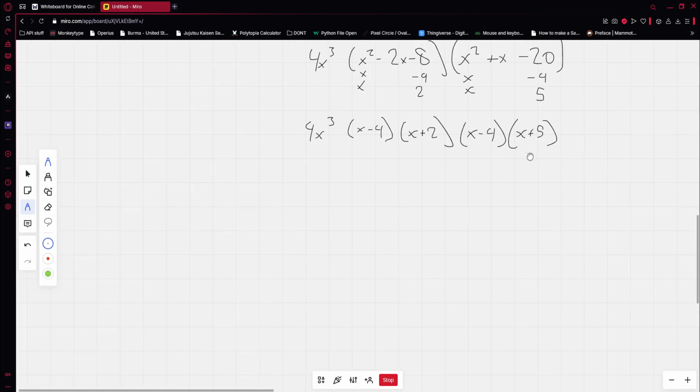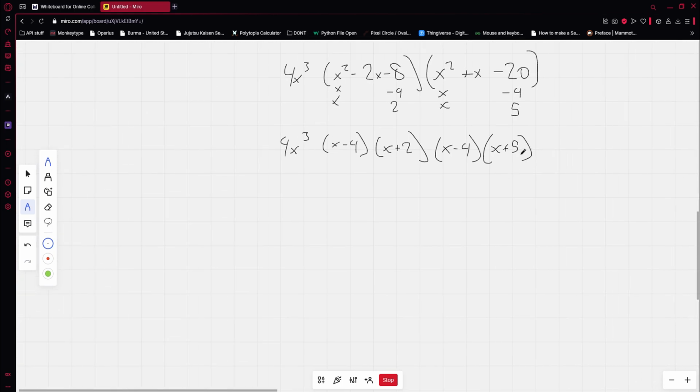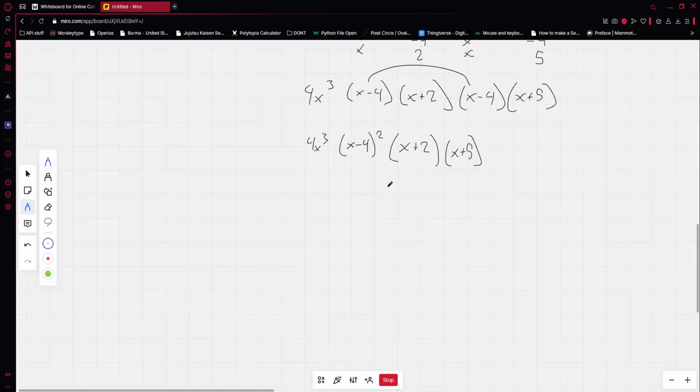So now we need to combine like terms. And if you're thinking, wait, why don't we just do zeros now? x minus 4, x minus 4. Same thing times itself is just itself squared. So 4x cubed, x minus 4 squared, x plus 2, x plus 5. Boom, right? We factored that down.